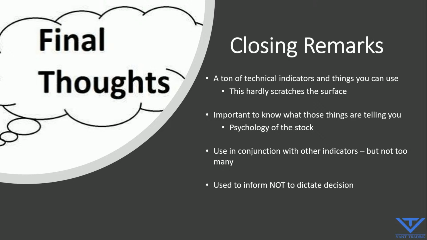It's not really the indicator itself. It's just important to know, what are these things telling me? When an engulfing pattern happens, or when a consolidation is happening, a flag, a wedge, whatever, when that's forming, what does that mean? It means that there's a battle happening between the buyers and the sellers. There's a lot going on. These things are here to help you understand the psychology of the stock. And you're also here to use them in conjunction with other indicators, but not too many.